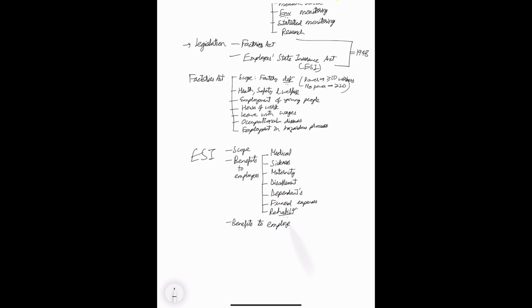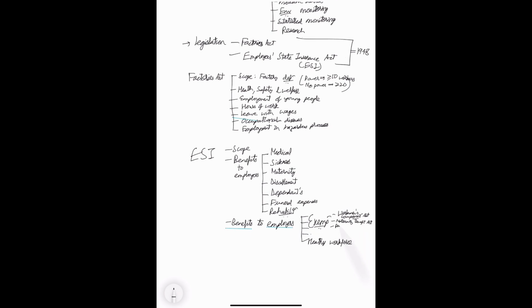Next, we have benefits to employers, which include exemption from three things: the Workmen's Compensation Act, the Maternity Benefit Act, and of course, paying medical allowance to employees. And other benefits include rebate under income tax, and last but not the least, a healthy workforce, which is what we all need, right? This is basically what this whole chapter is about.